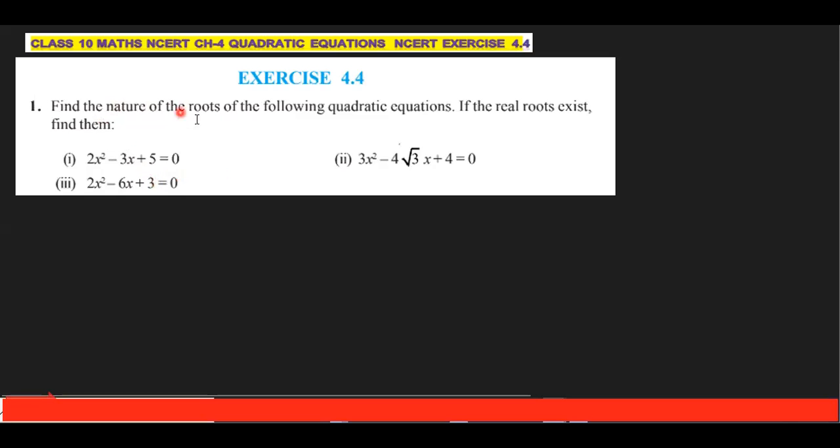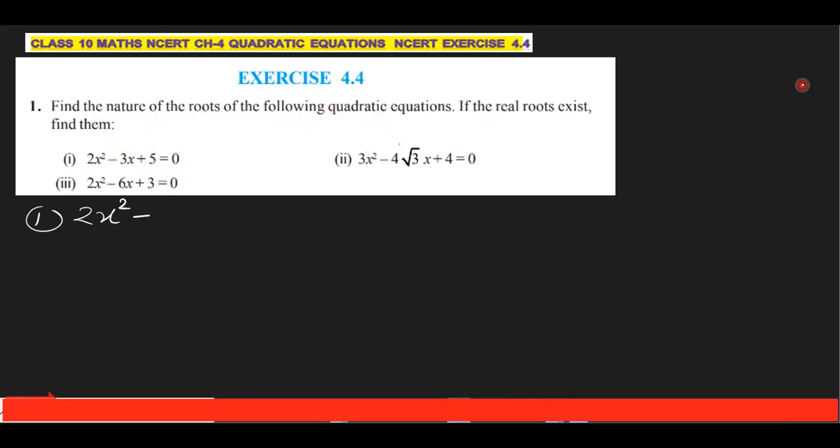Question number 1 on your screen. Find the nature of roots of the following quadratic equations. Number 1. Number 2, if the real root exists, find them. पहले हमें नेचर ऑफ रूट्स फाइंड आउट करना है, और अगर वो एग्जिस्ट करते हैं, रियल है, तो फिर हमें उनको फाइंड भी करना है. सो दैट इज द फर्स्ट पार्ट ऑफ इट.